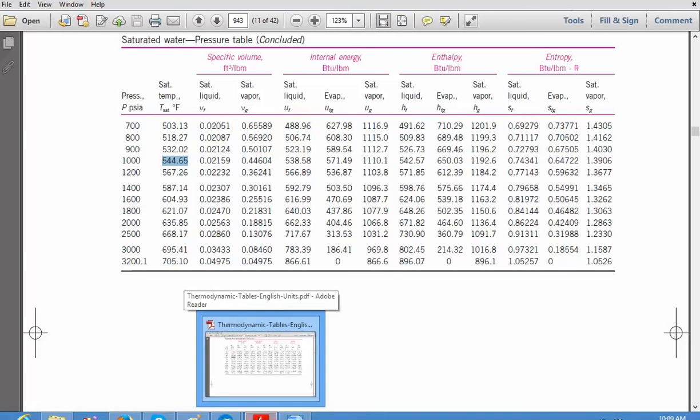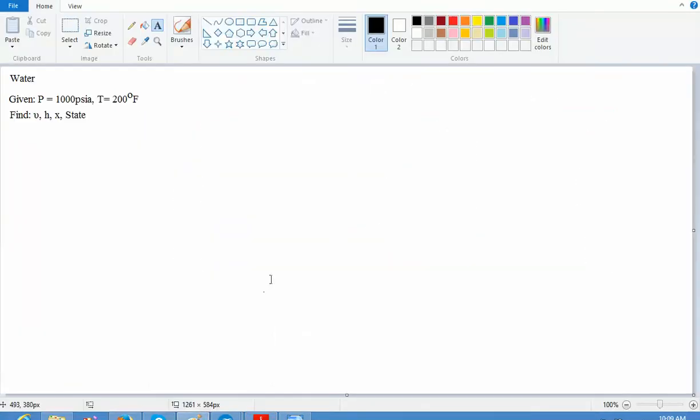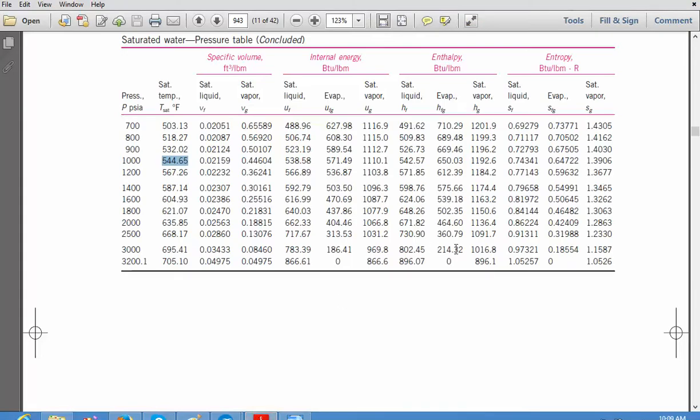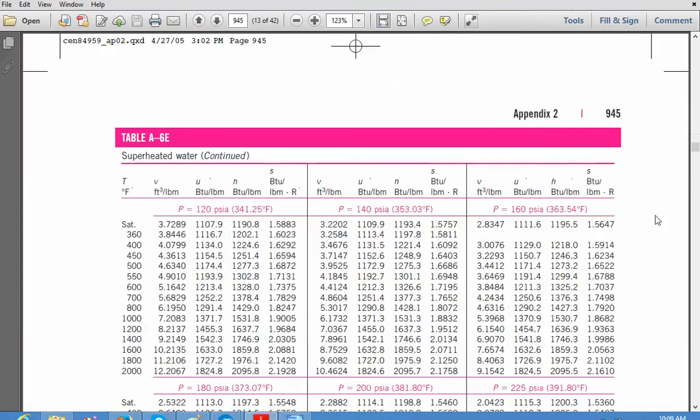Okay, so now we have to make another assumption. It's no other choice. It's either going to be a compressed liquid or it's going to be in the superheated region. Since I see that the temperature is fairly low, 200 degrees Fahrenheit, I'm just going to assume that it's a compressed liquid. So let's go over to the compressed liquid table.